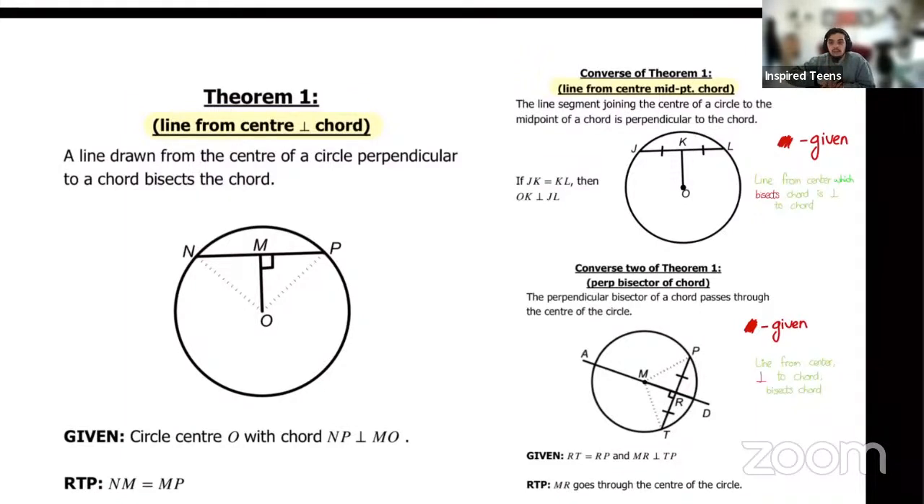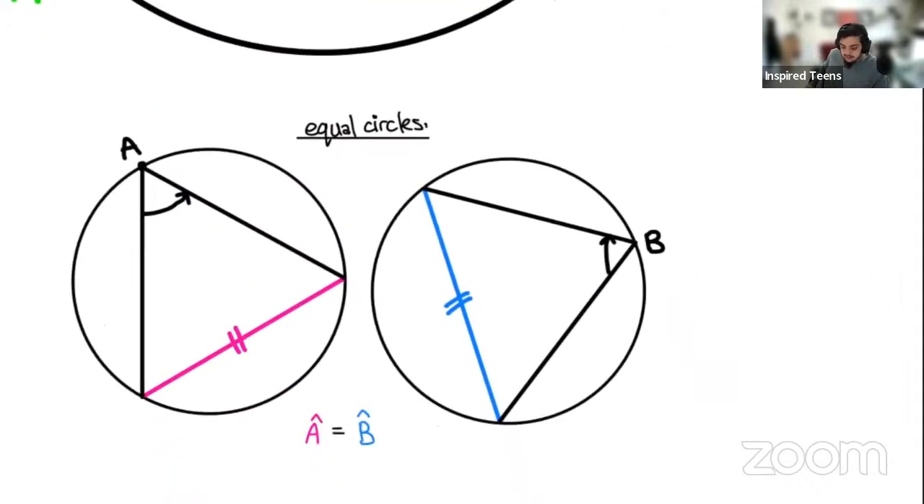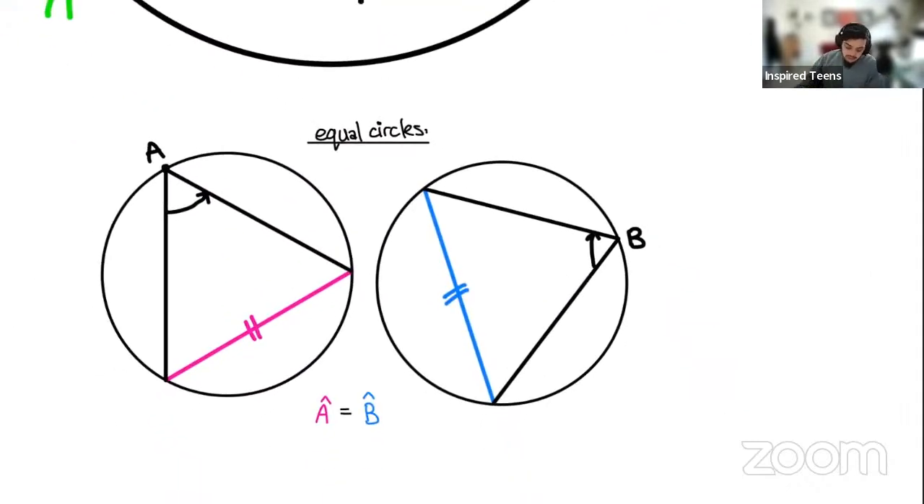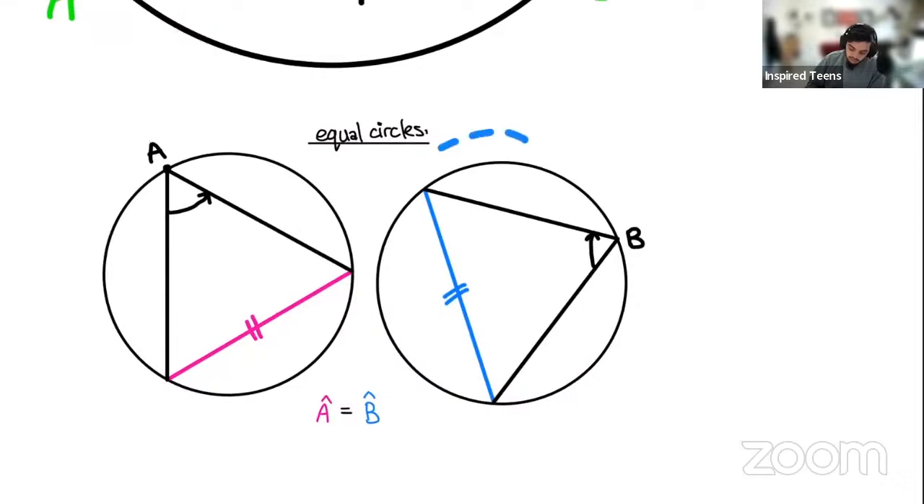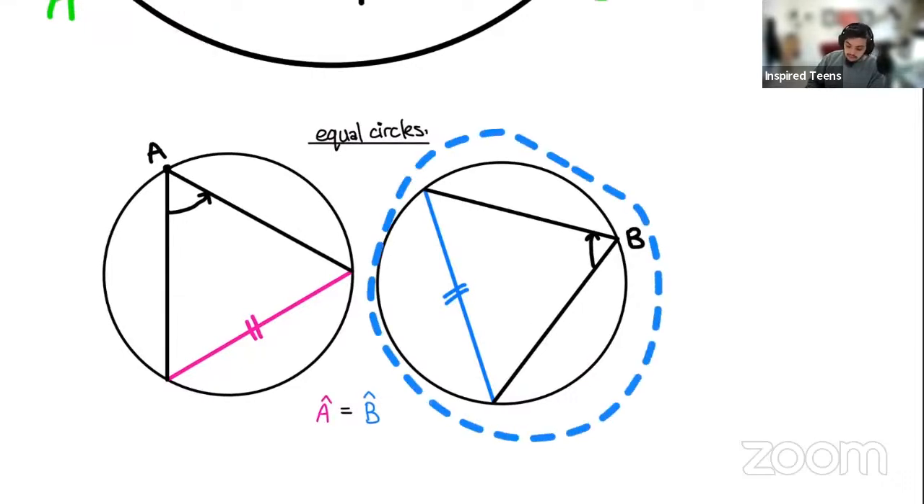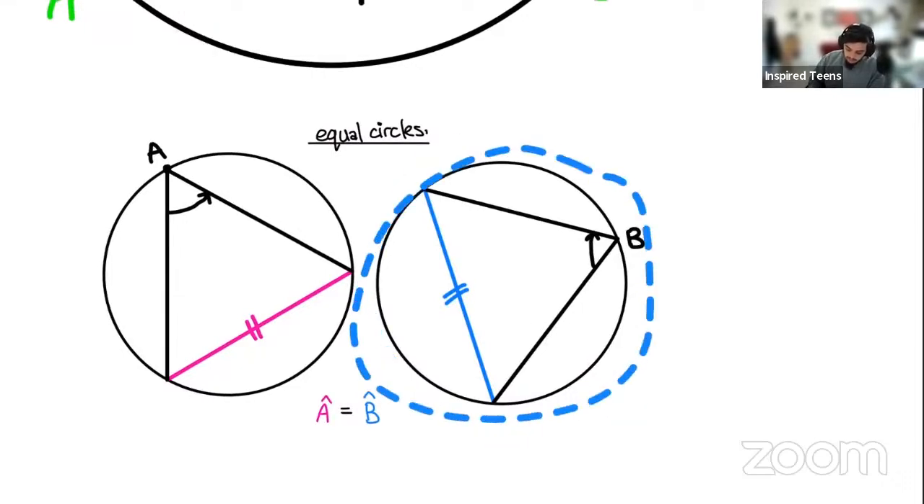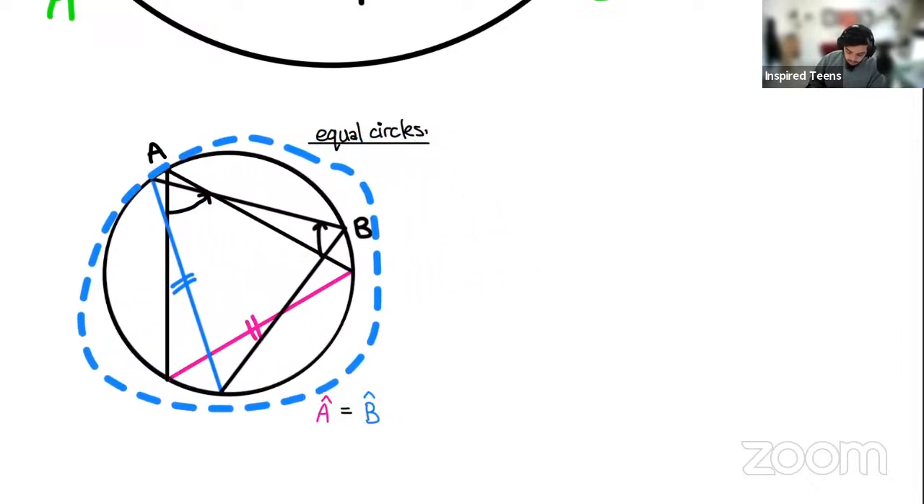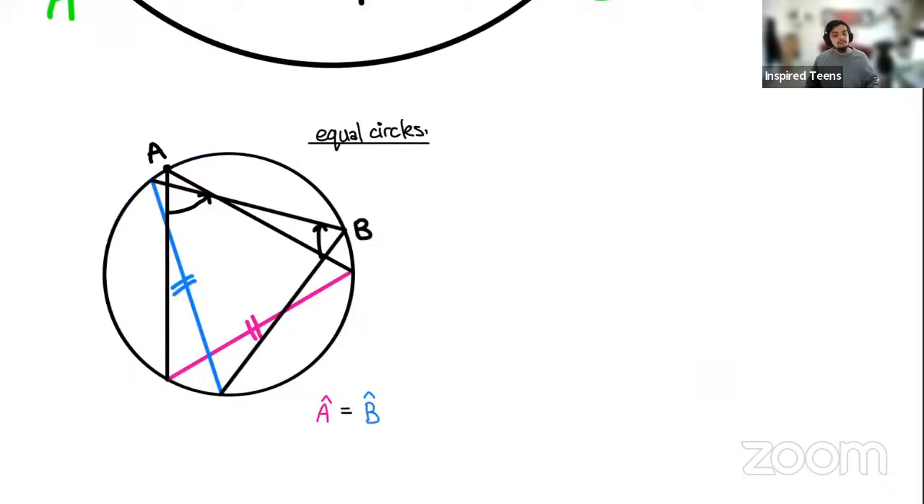Excuse me. Will the equal chords be in the same circle or two? Generally, they'll be in the same circle. I just did it in two different circles for understanding. However, you could actually get a case like this because remember, if they are equal circles, consider this, look at what I'm about to do. If they are equal circles, technically, I could take this circle and put it directly on top of that circle, and now they're the same circle.